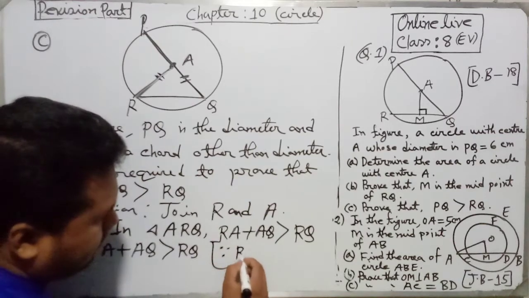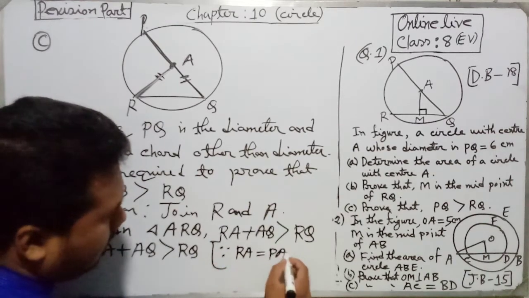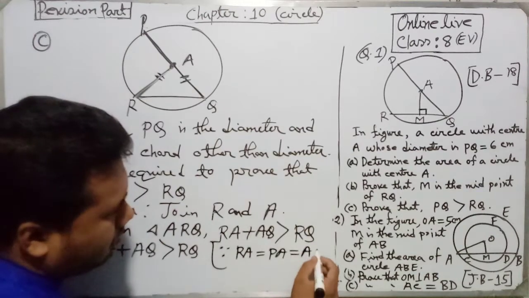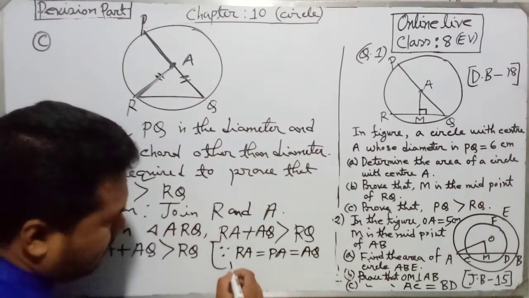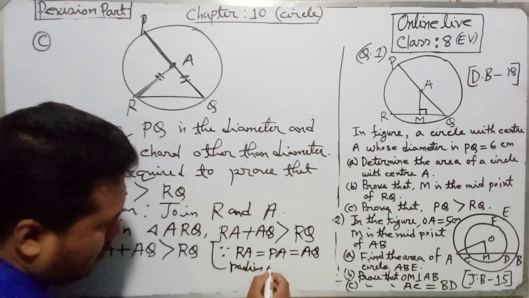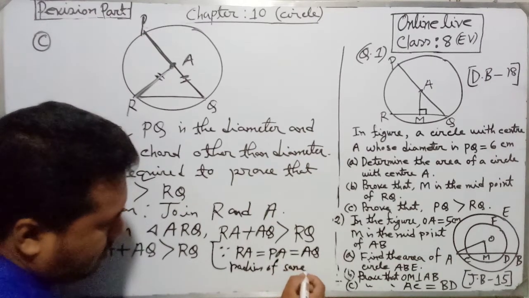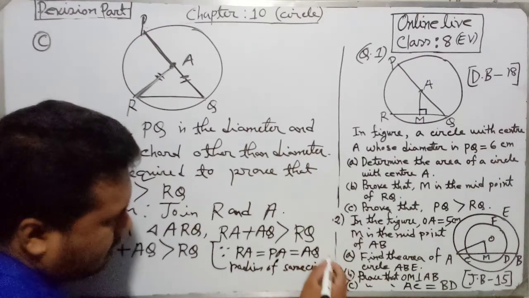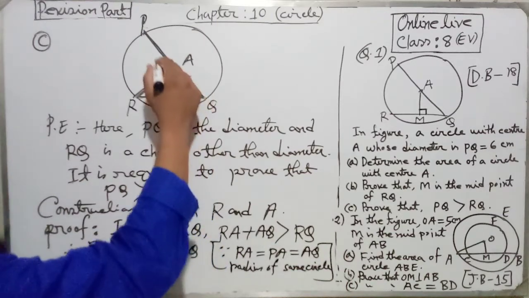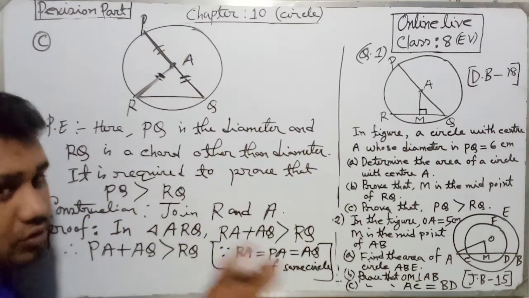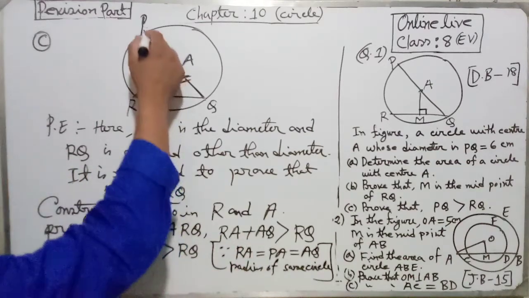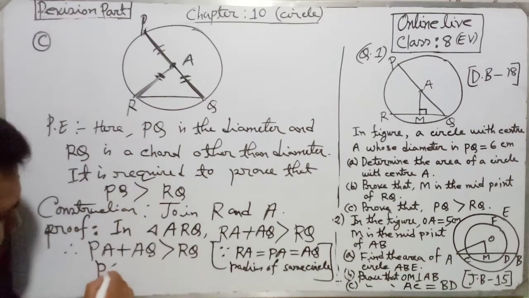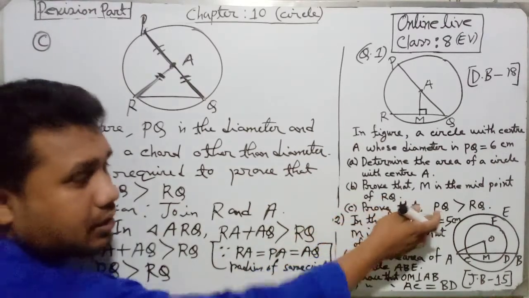Since RA equal PA equal AQ. Both of these are the same. Why? Because they are the radius of the same circle. This is the reason. So this and this and this are equal because they are all radii of the same circle. So we can write PA for replacing RA. Now PA plus AQ, PA plus AQ. So it will be PQ greater than RQ. So this is our required result. So we can say proved.